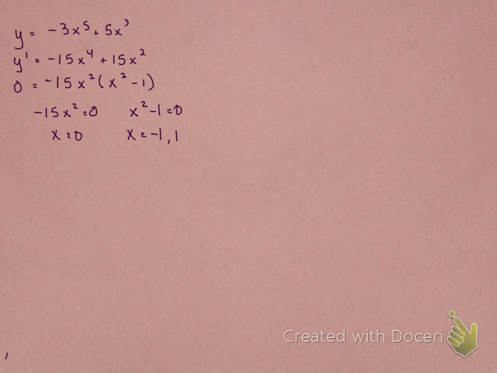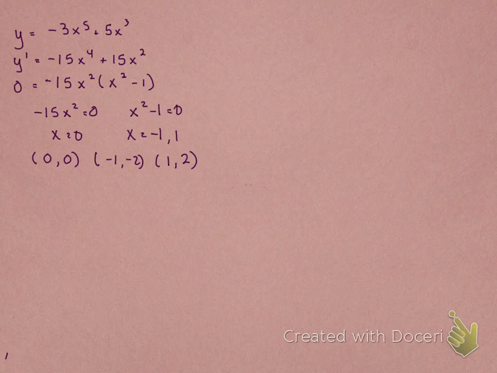Those are going to go into our table now, but we also need to find the second derivative. So the first thing we're going to do is plug in these x values, these critical numbers, into the original and find the y values. So when x is 0, y is 0. When x is -1, y comes out as -2. And when we plug in an x of 1, we get a y of +2. So those are going to go into our table.